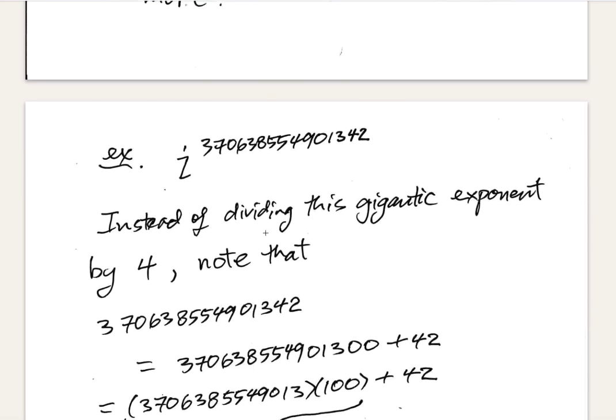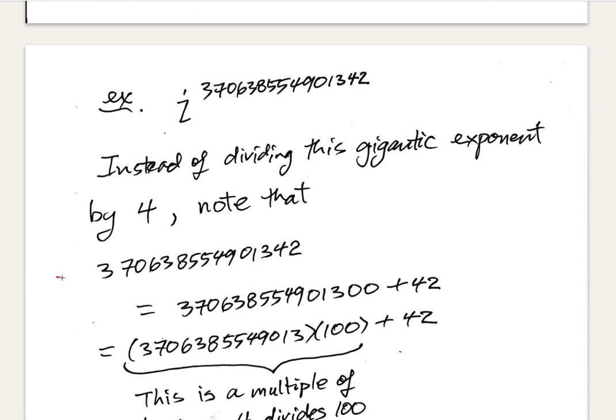I'm going to have you just note here, see that big old giant exponent, 370 blah blah blah, 1342 is what it ends in. This is 3706385549013300 plus 42. You agree that's true? All I did was pick off the last two, the tens place and the ones place. I just picked those off there.